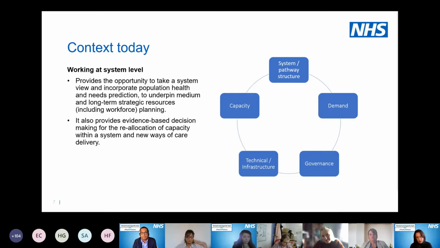And secondly, it allows you to look across the system and think, how can I reallocate my capacity in the system? Where can I use it best? And then you can model different approaches. Previously, when you were looking at service level, you were always staying within that service level demand and capacity modelling. But this new approach allows you to think about, can I do a new pathway? Can I allocate my capacity somewhere else? Can I divert my demand somewhere else? So system level modelling is a bit more strategic, and it allows you to have that helicopter view.